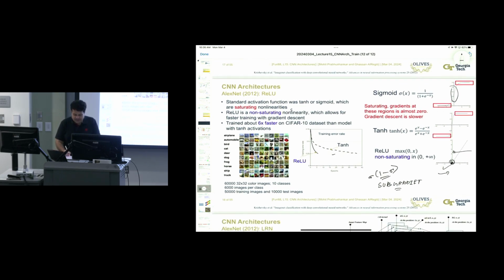So this is actually the training error rate when we use something like ReLU versus when we use something like tanh. It's much, much faster when we are using the ReLU function as our activation function.